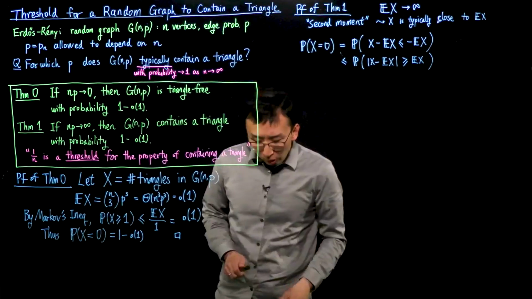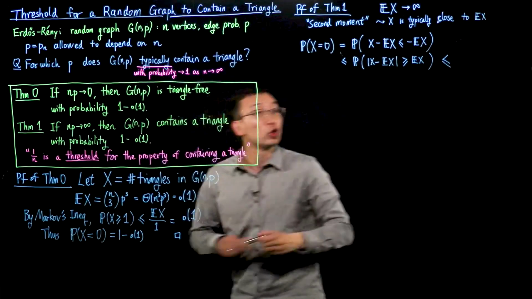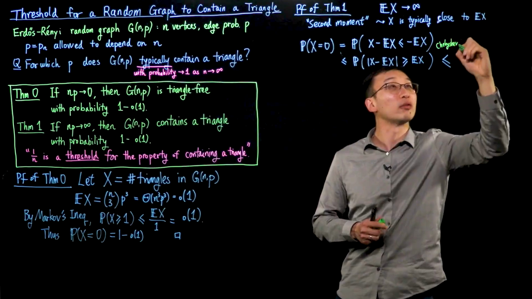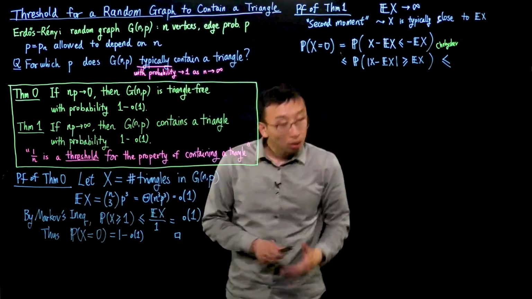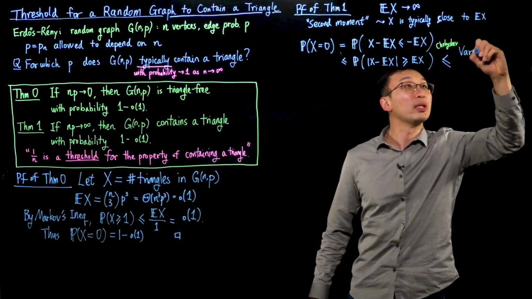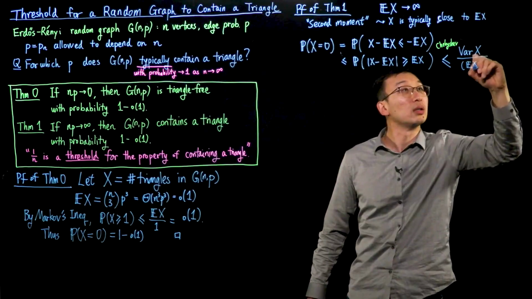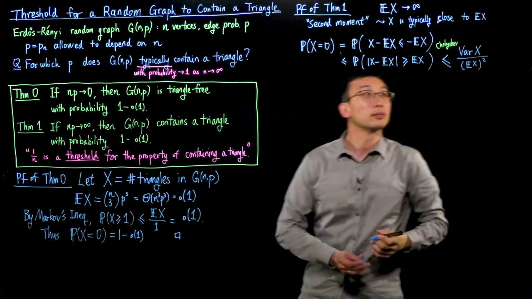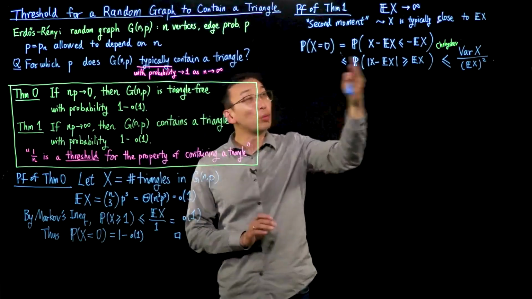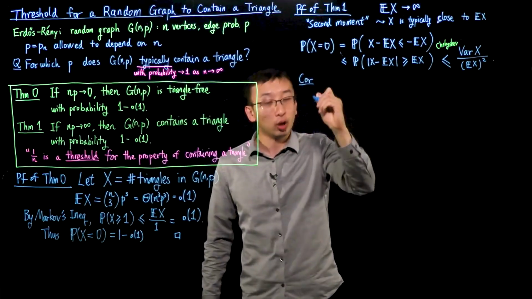Now we apply Chebyshev's inequality. You'll find an explanation and proof of Chebyshev's inequality in a different video. It allows us to conclude that this probability is at most the variance of X divided by the expectation of X squared. All right. So what have we learned from this calculation? Let me state a corollary.